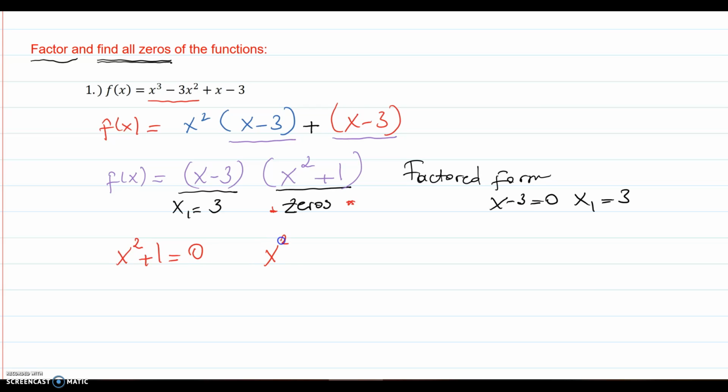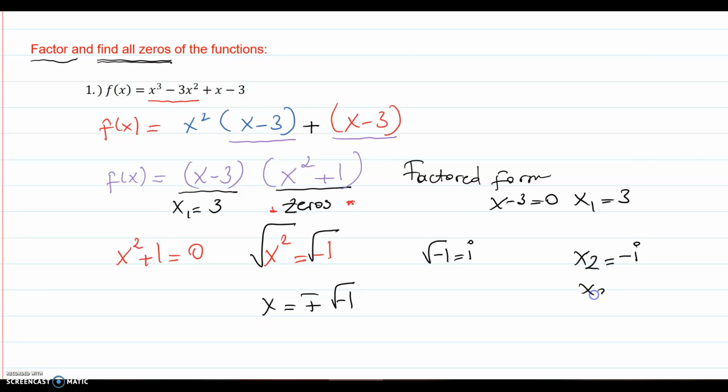So then we're going to end up with x squared equals -1. Then if we go ahead and take the square roots, we're going to end up with x equals plus or minus the square root of -1. Remember, that will be equal to i. So the other roots will be -i and positive i. Okay.